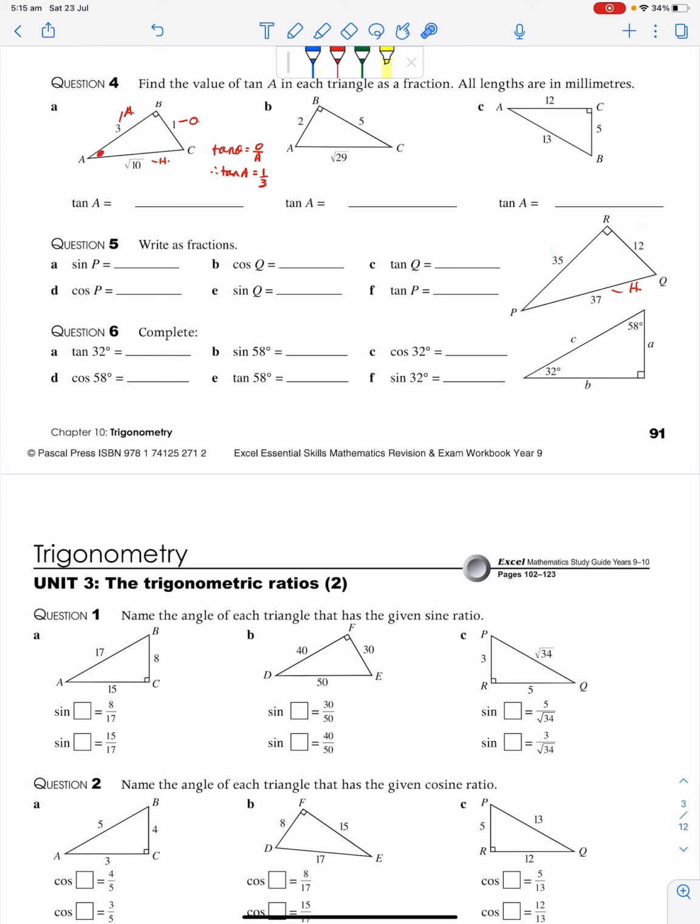So if you look at question 5a, the question says sine P. So they're referring to this. Now if they're referring to this, as we said before, that's opposite and this is adjacent. And sine of any angle is opposite over hypotenuse. So sine P is going to be 12 over 37.